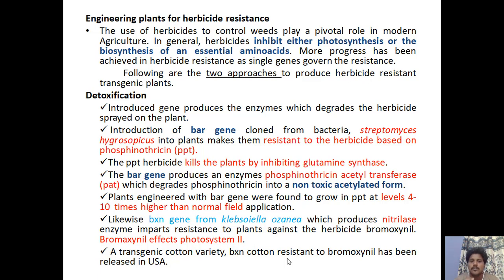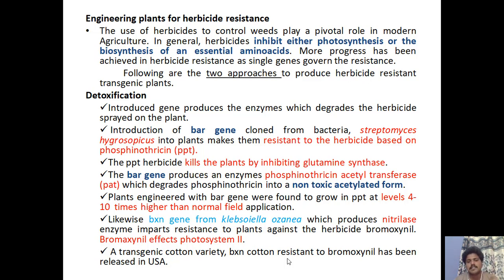So the bar gene encodes for what? It is the phosphinothricin acetyl transferase (PAT) enzyme that is produced from the bar gene. So when we incorporate the bar gene, it will produce PAT. PAT is going to fight with PPT and convert it into a non-toxic acetylated form. The plants engineered with the bar gene were found to grow in PPT at levels 4 to 10 times higher than the normal field application. So up to that level, these plants having the bar gene are going to resist the herbicide application.